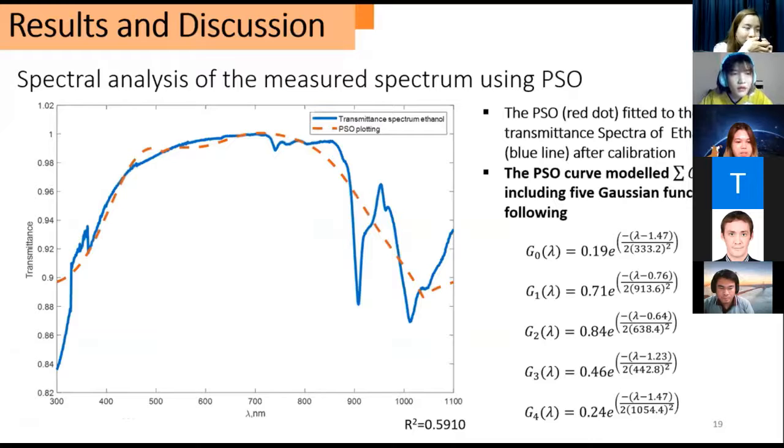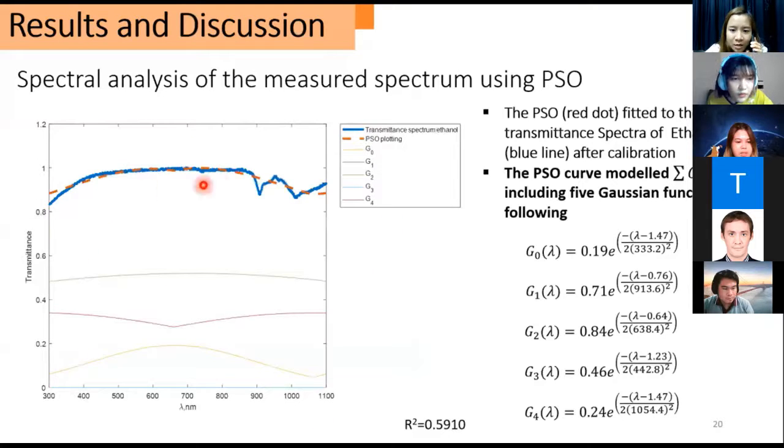Another result is the ethanol, and the blue line shows the transmittance spectrum of ethanol. When we use the PSO, you will see this. When you look, there are just 4, right? Because the other one has a lower amplitude. So the R square from the PSO of the ethanol is 0.5910.